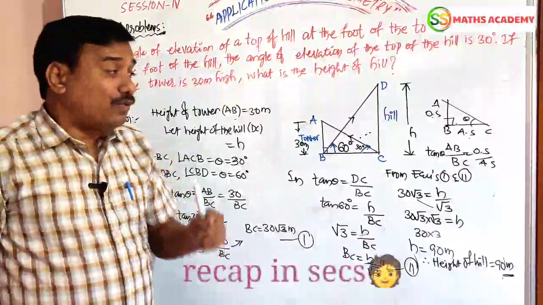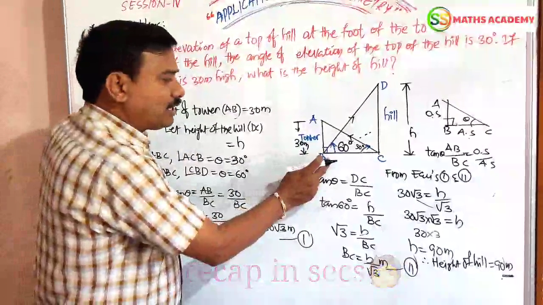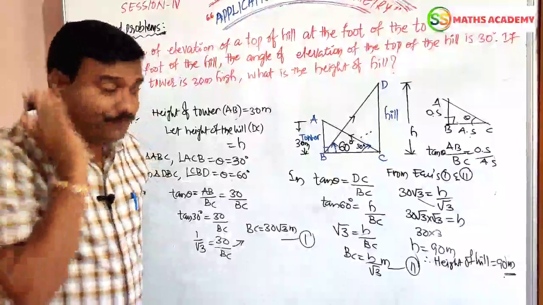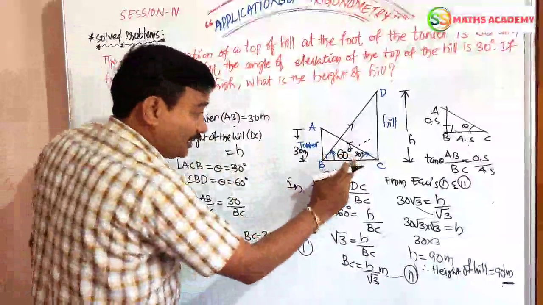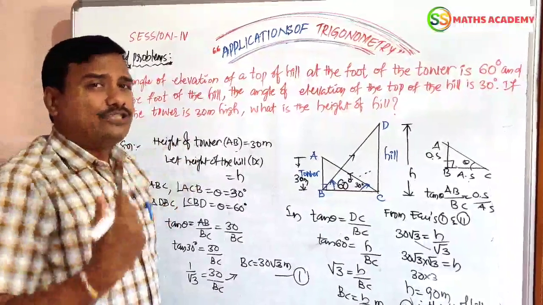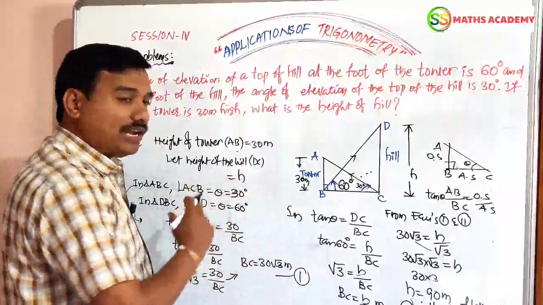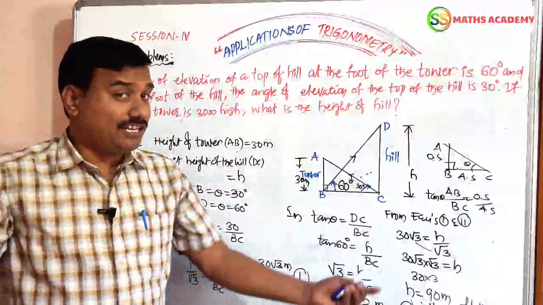Now, what I have done, just a quick recap. From the foot of the tower, we observe the top of the hill, making an angle of 60 degrees. From the foot of the hill to the top of the tower, the angle is 30 degrees. The height of the tower is given. By the ratio of tan theta, opposite side by adjacent side, and by comparing the two equations, we get the height of the hill very easily.